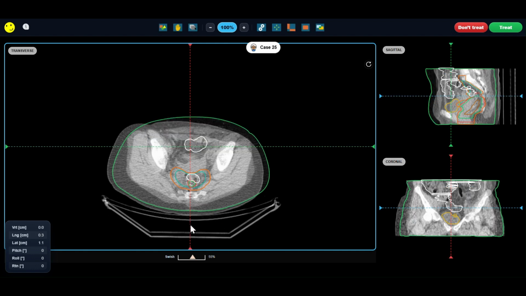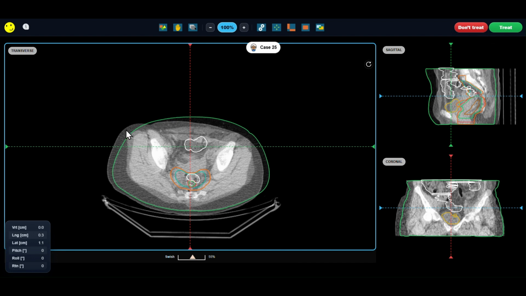Okay, so the auto match is done. We've got 0 on the vert, long we've got 0.3, and lateral we've got 1.1. So ultimately this does not define how the end result should be, but it's a good starting position. Okay, so we've done the auto match. Now we can scroll through those images and double check everything is covered.